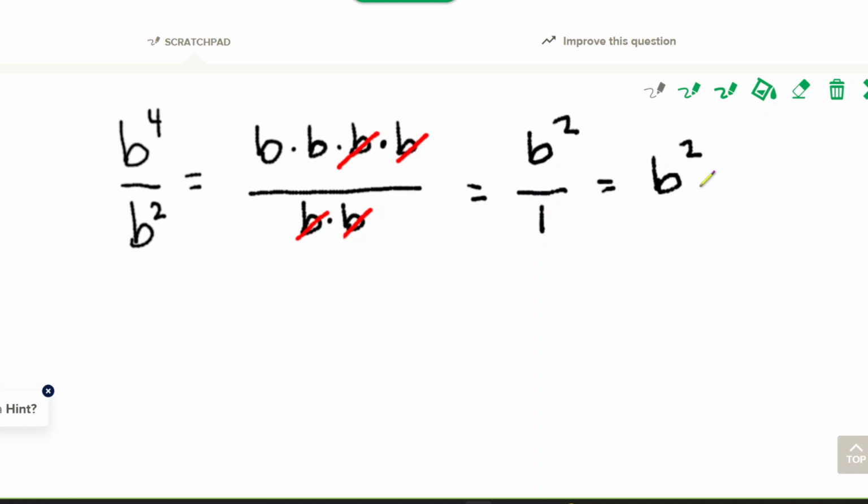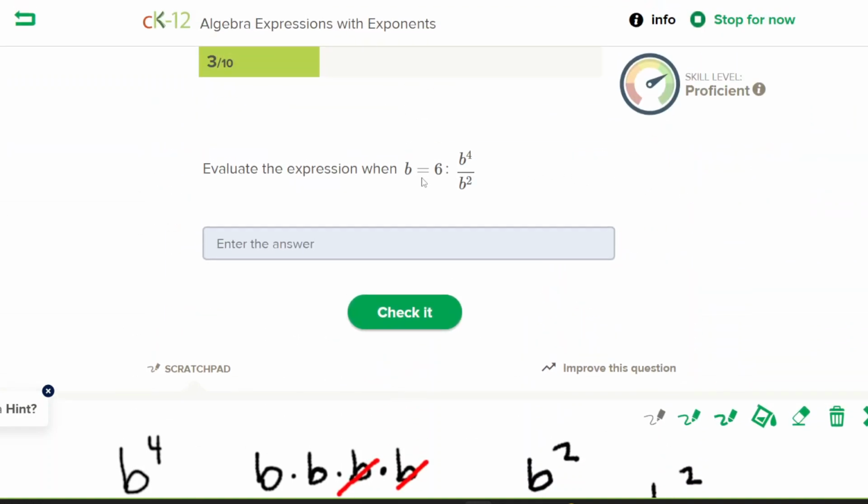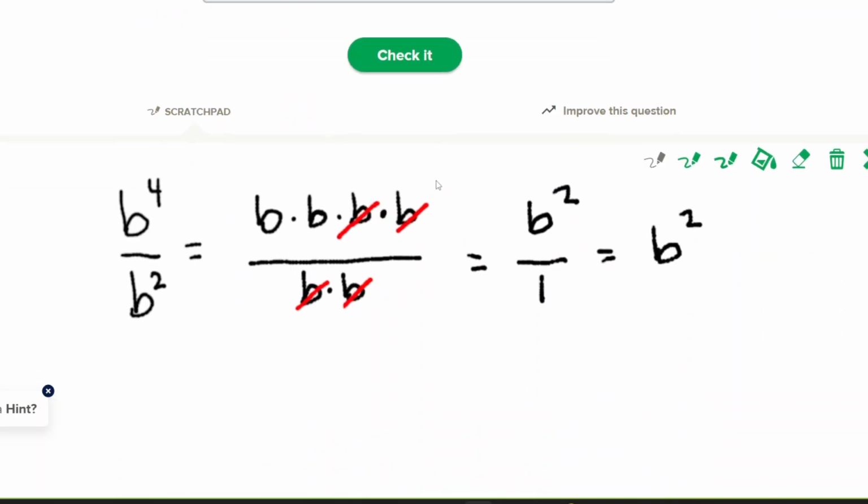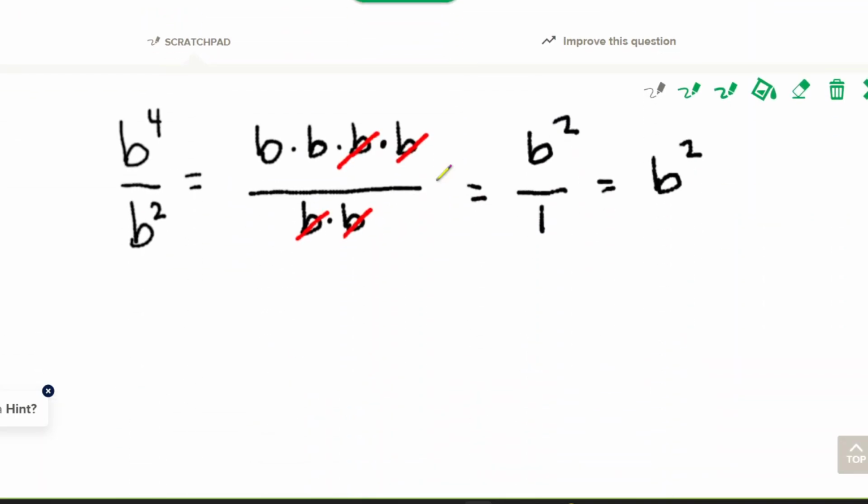And now I'll pop in the value we were given for b. The value of b is 6. So I'm going to replace b with 6. So from here, we're going to substitute 6 for b.